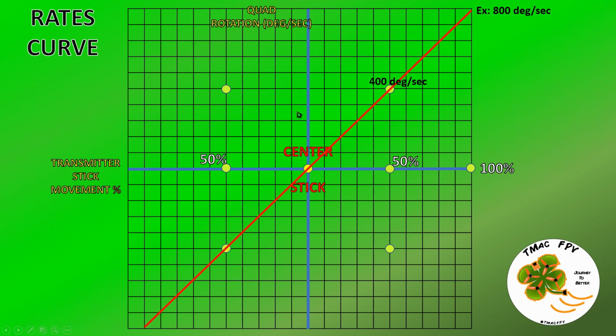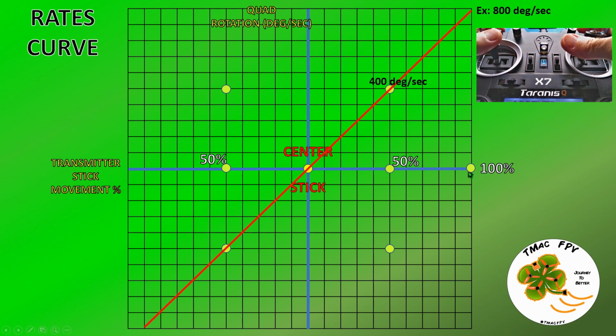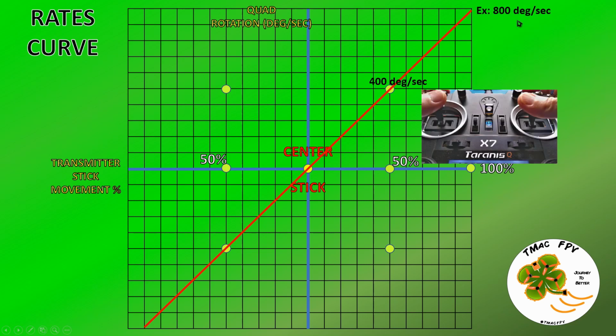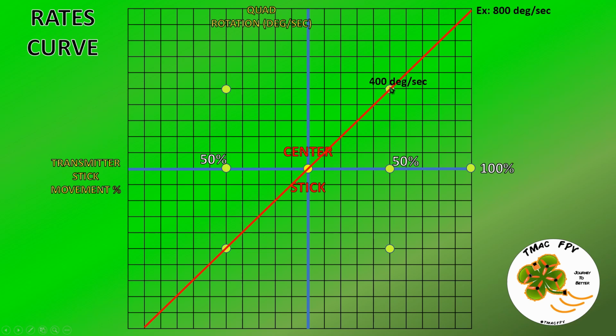So for example, if this red line was representing how your quad responds to your stick inputs on the roll axis, if you had your stick fully deflected to 100%, your quad would be rolling or spinning around the roll axis at 800 degrees per second. At 50% deflection or halfway deflected, your quadcopter would be rolling or spinning around the roll axis at 400 degrees per second, and so on.